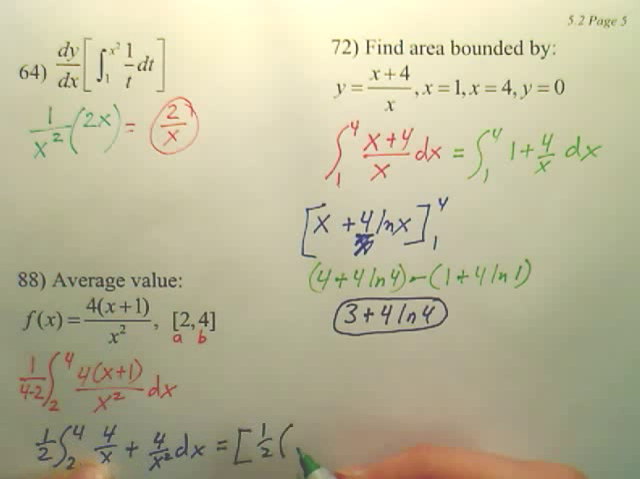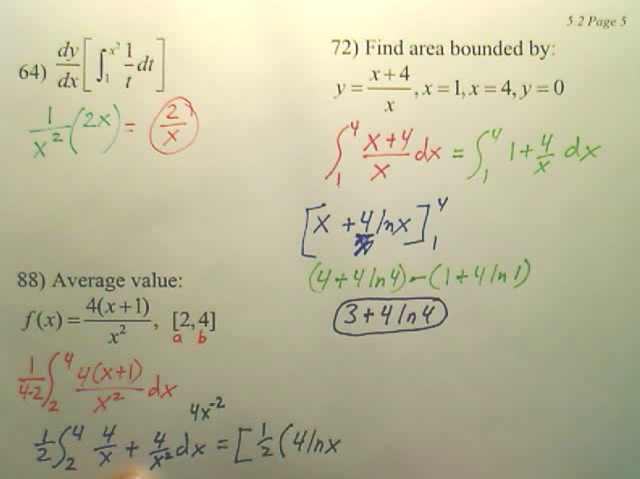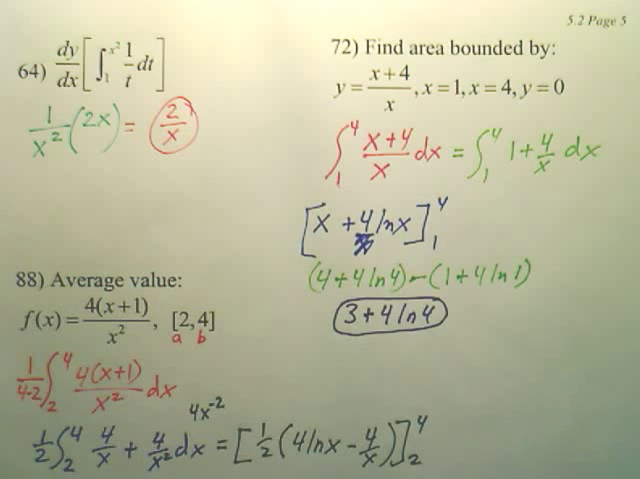This one right here, 4 over x, becomes 4 ln x. This one right here, isn't that 4x to the negative second? Won't that become negative 4 over x? When you add 1 to negative 2, you get negative 1, divided by negative 1. So won't that be minus 4 over x? We're going from 2 to 4. Again, you add 1 to negative 2, you get negative 1, divide by negative 1.